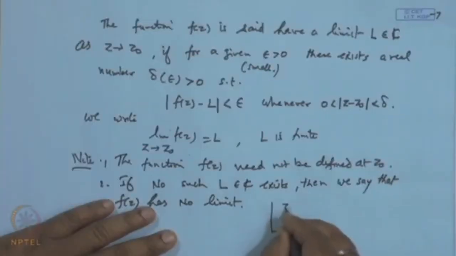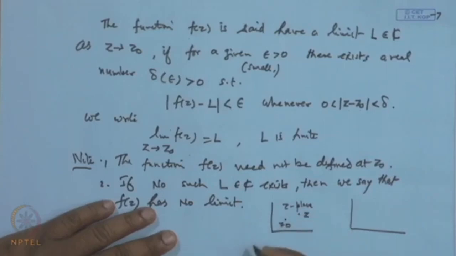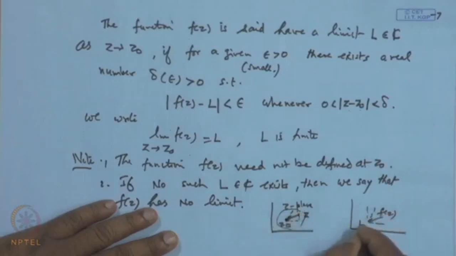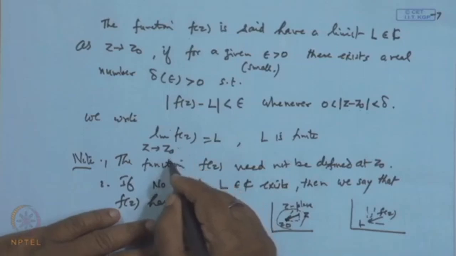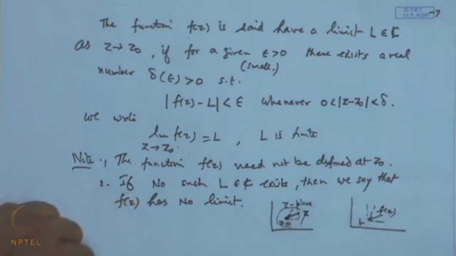When we say this is our z plane, here is the W plane. Suppose I take z naught here and I take any arbitrary point z in the neighborhood of z naught, so that z may approach z naught in any way, either this way or some other way, because it is in the neighborhood. Then the corresponding images f(z), if they go to L whatever the path you choose, if for all the paths the function f(z) tends to L, then only we say the limit of the function f(z) when z approaches z naught exists. If there exists at least one path where the limit differs from another path, then the limit will not exist.